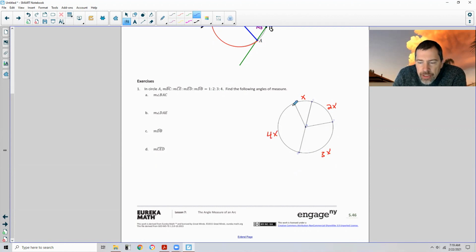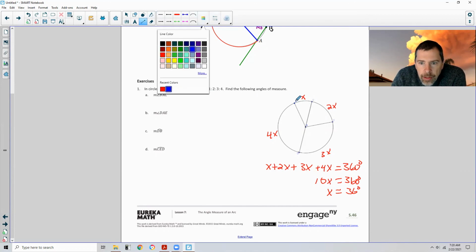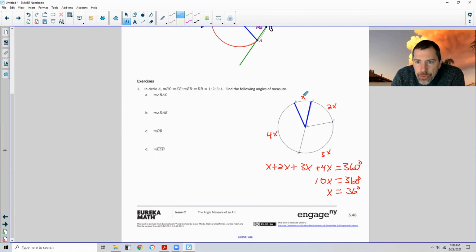Well, this is a full rotation of a circle, so x plus 2x plus 3x plus 4x equals 360 degrees. So x plus 2x is 3x, plus 3x is 6x, plus 4x is 10x. If 10x equals 360 degrees, then x equals 36 degrees. So the measure of angle BAC, which is a central angle, is equal to x, because BC is x, so angle BAC is 36 degrees.